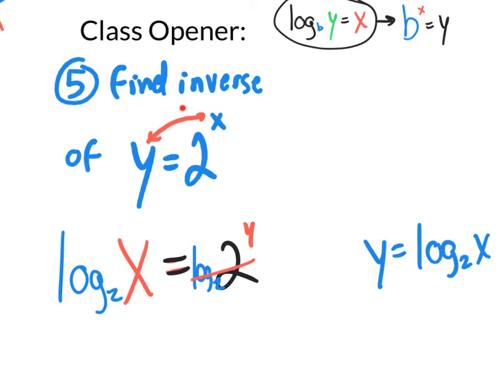So have we graphed y equals 2 to the x before? Yeah? What would this be called? An exponential growth function. Why growth? Because the base is greater than 1. It's 2, right? That's a growth function. And we know how to graph exponential growth functions, right? Okay.